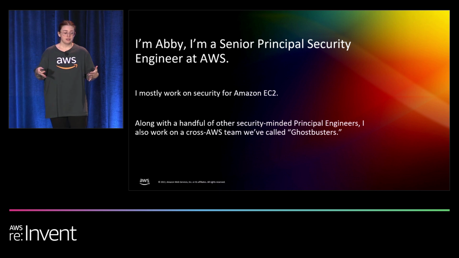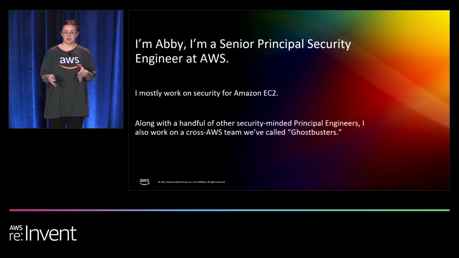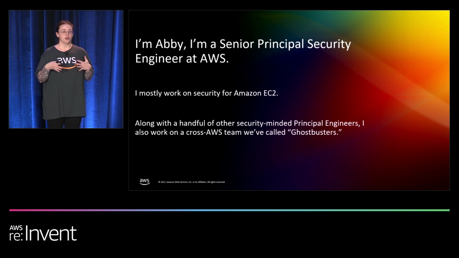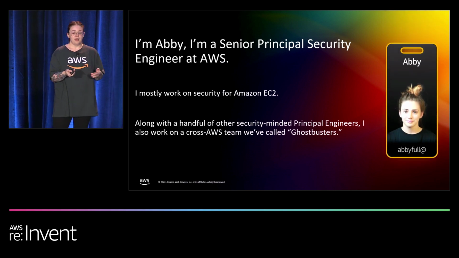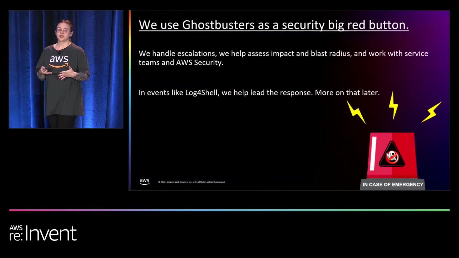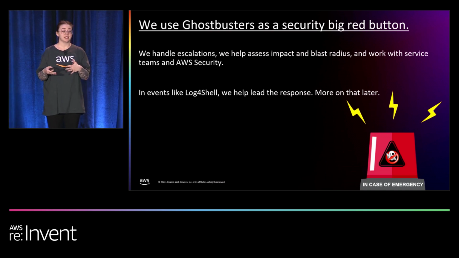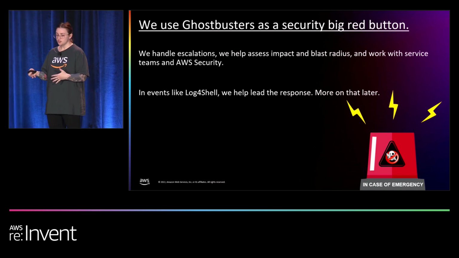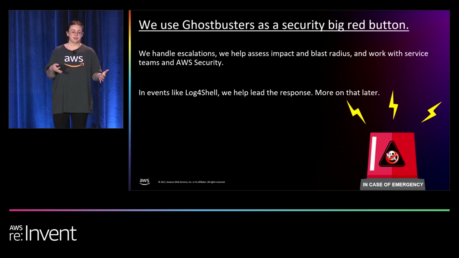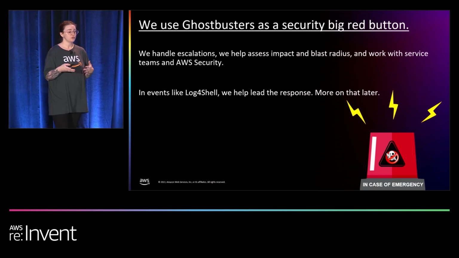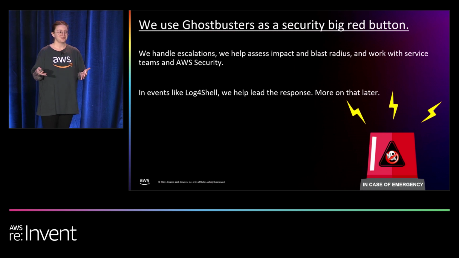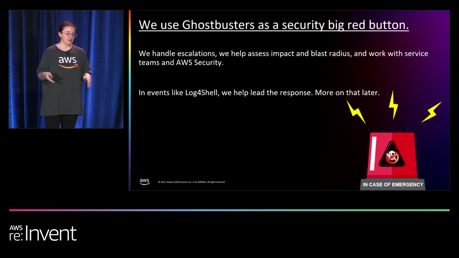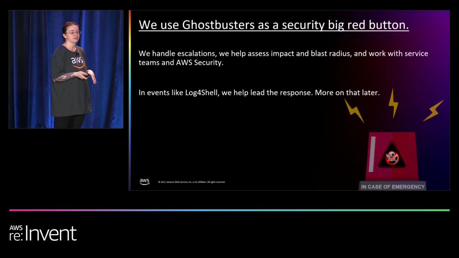On top of that, along with a handful of other security-minded senior engineers, I also work on a cross-AWS team that we call Ghostbusters. We use Ghostbusters as a kind of security big red button. We handle escalations, we help assess the impact of issues, we help SecOps, who we'll talk about in a second, figure out the right path forward with service teams, and we work with service teams on what an actual fix or mitigation might look like. In events like Log4Shell, we often end up leading the response. More on that in just a couple of seconds.